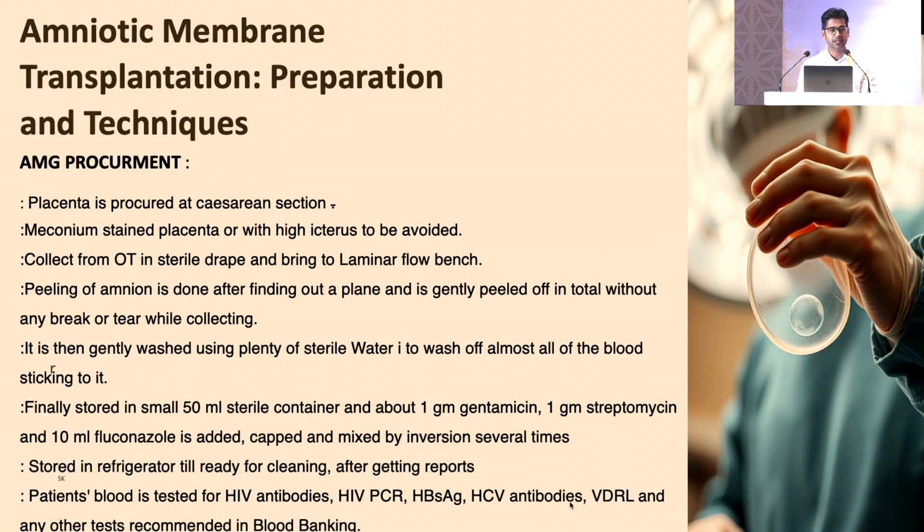Now, the preparation and technique parts. The placenta is procured at cesarean section, preferably an elective one. Meconium-stained placenta or with high crust are avoided. This is collected from OT in a sterile drape and brought to the laminar flow bench.